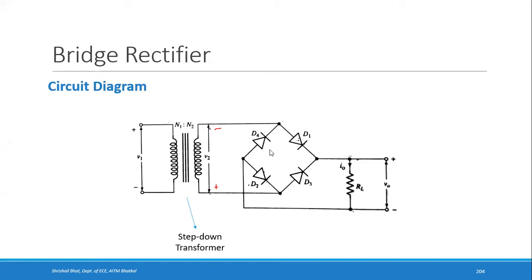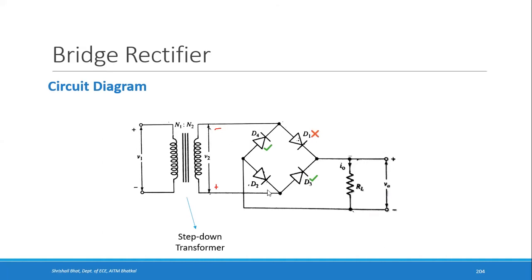So D4 will be forward biased. Similarly, positive will be connected to the P side of D3 and negative will be connected to the N side of D3. So D3 is also forward biased. Whereas, just check with the diodes D1 and D2: here negative is connected to the P side, positive is connected to the N side. So D1 is reverse biased.